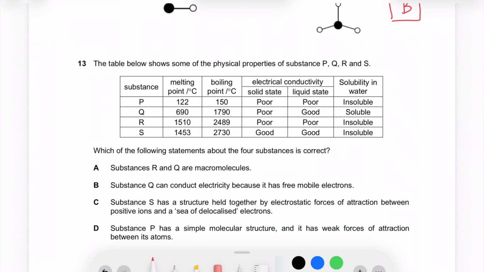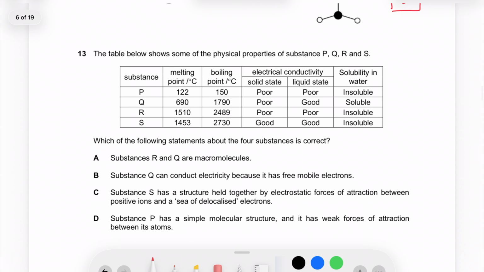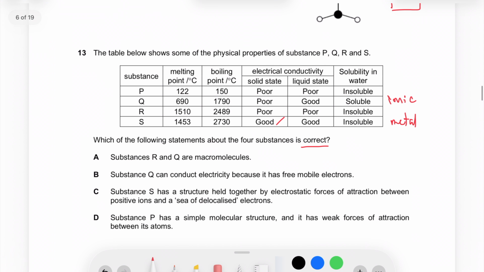Moving on, question 13. So they give you some physical properties of 4 substances P, Q, R, S, and so forth. Which of the following is correct? Okay, let's look at the table. Important is to look at substance S, which is a good conductor in solid. So this is the obvious clue to tell you that S is actually a metal. Only metal can conduct in solid state. And then Q cannot conduct in solid but can conduct in liquid, and it's soluble in water. So this most likely will be ionic.